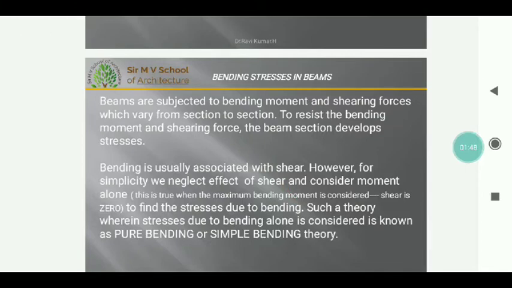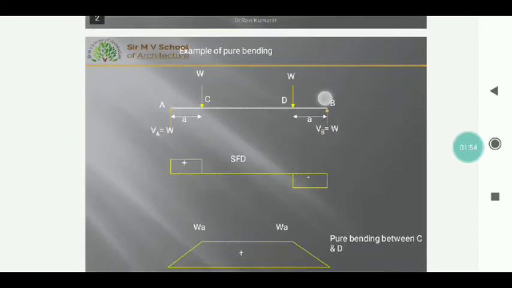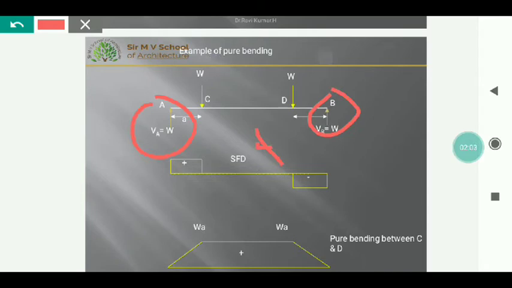Coming to what is meant by pure bending, let us consider a simply supported beam with supports A and B, subjected to two point loads. Since it is symmetrically loaded, the reaction at A and B will be W. When we draw the shear force diagram, as the force is W, it comes like this. Then at this point a W force is acting downwards, so W minus W is 0. And from C to D there are no forces, so it is 0.